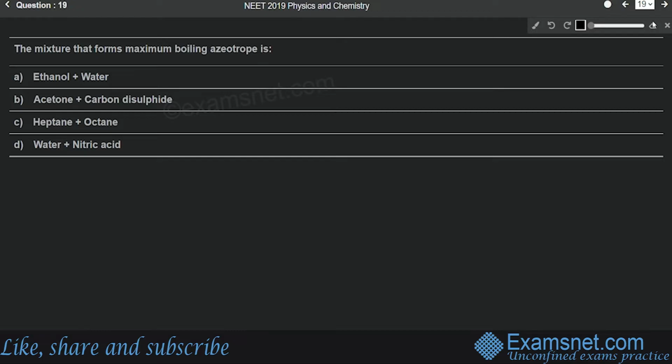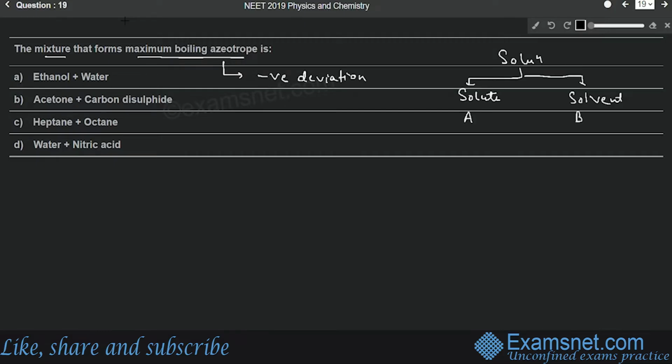Question number 19 is from the chapter Solutions, and the question is, the mixture that forms maximum boiling azeotrope is. Okay, so what do you mean by maximum boiling azeotrope? These are the mixtures or solutions that show negative deviation from the Raoult's law. Okay, or we can say negative deviation from ideal gas behavior, right? Now we know that solutions consist of solute as well as solvent, right? Now suppose that solute is made up of type A molecules and solvents are made up of type B molecules.